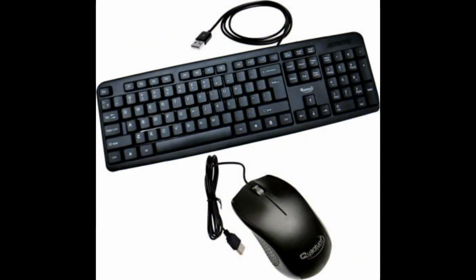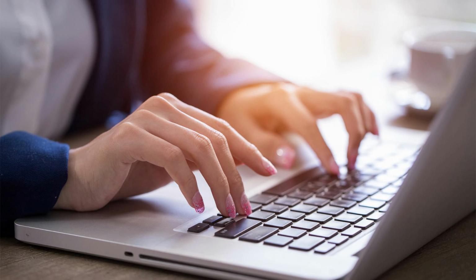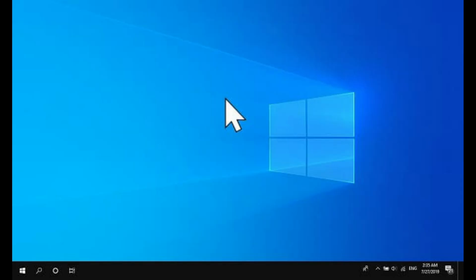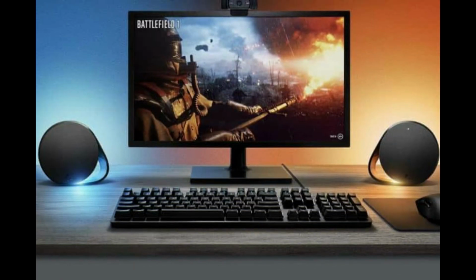The most common input devices used by the computer are the keyboard and mouse. The keyboard allows the entry of textual information while the mouse allows the selection of a point on the screen by moving the screen cursor to the point and pressing a mouse button. The most common output devices are monitors and speakers.